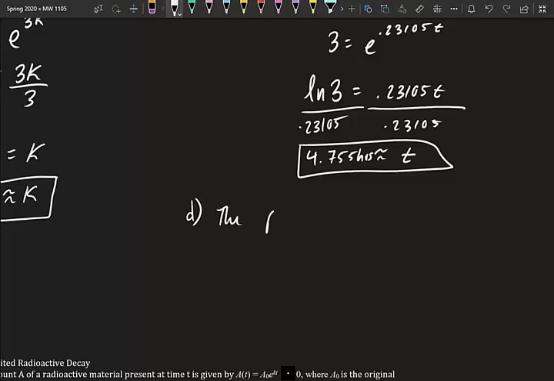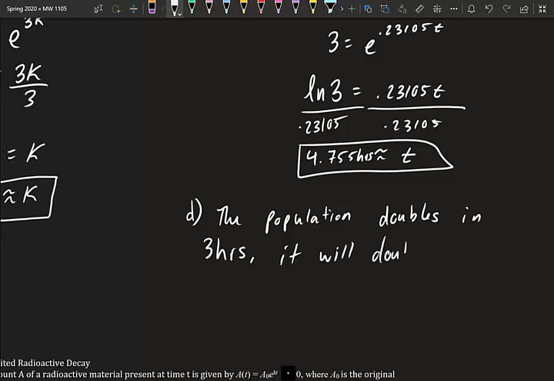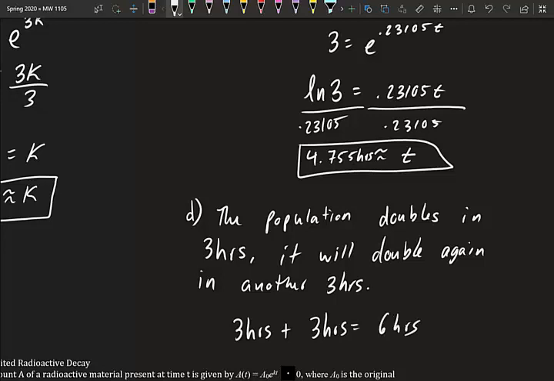Alright, so the population, we know something about it already. We know that the population doubles in 3 hours. It told us that. So, if we want to double it again, it's going to double again in another 3 hours. Because that's the rate. It doubles every 3 hours. So we have 3 hours, which is the first double. If we want to double it again, we have another 3 hours, which is 6 hours.